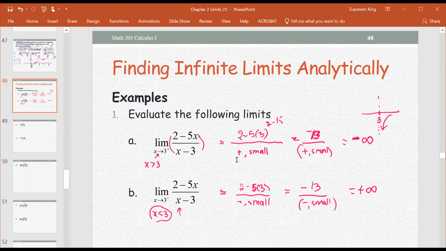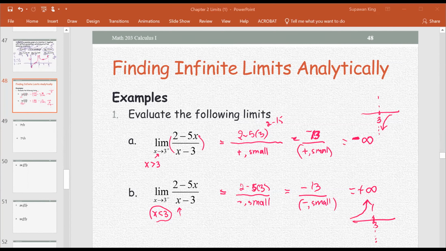So for case b, at the point 3, we get a vertical asymptote. The graph of the function as x approaches 3 from the left approaches positive infinity. Okay? So both sides will give you a different result.